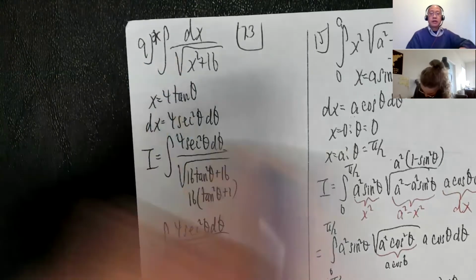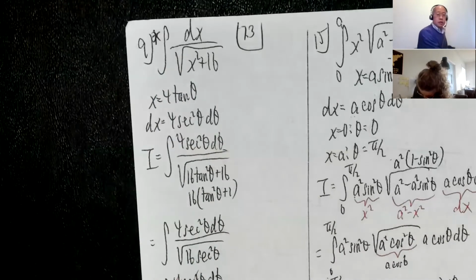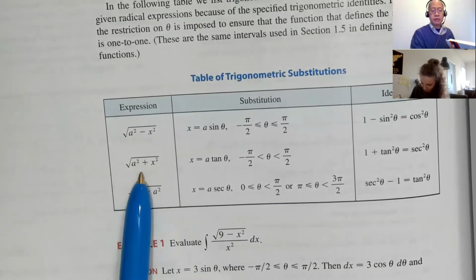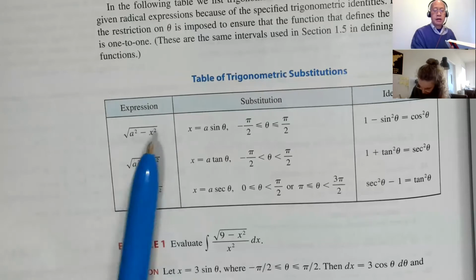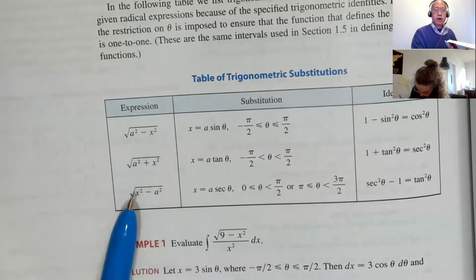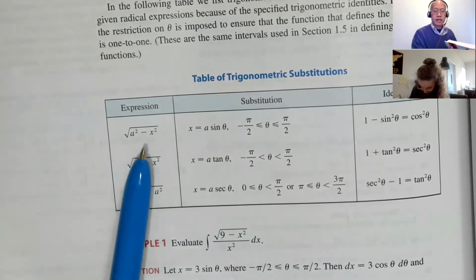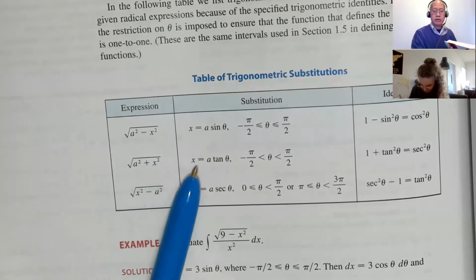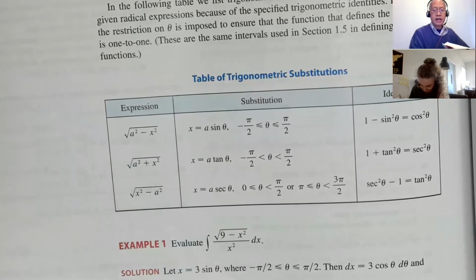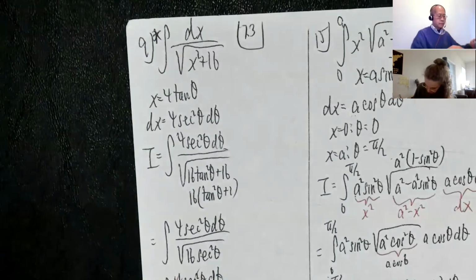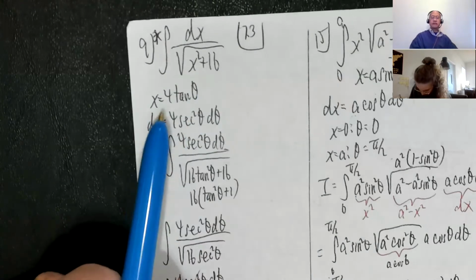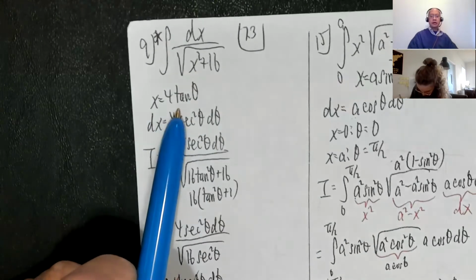Radical x squared plus 16. Okay. So there's only one of the 3 that has a plus. So once you see a plus, you know it's got to be this one, right? The minus, you got to be careful, right? Is it a squared minus x squared or x squared minus a squared? Does the x squared come first or last? Okay, if there's a plus, there's no question about it. You're going to do this one. So x is equal to a tan theta. There's a 16 here, so a is 4. So x is 4 tangent theta.